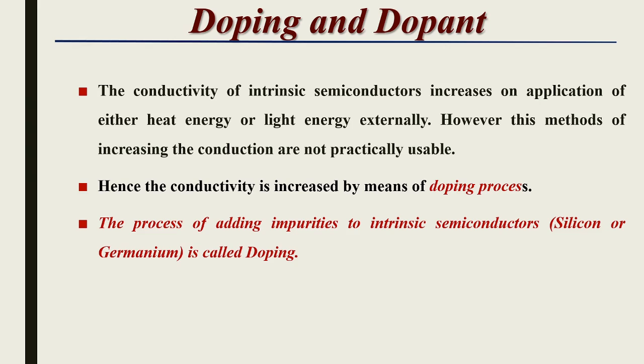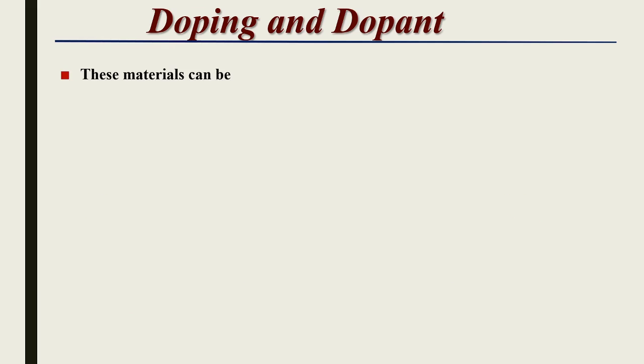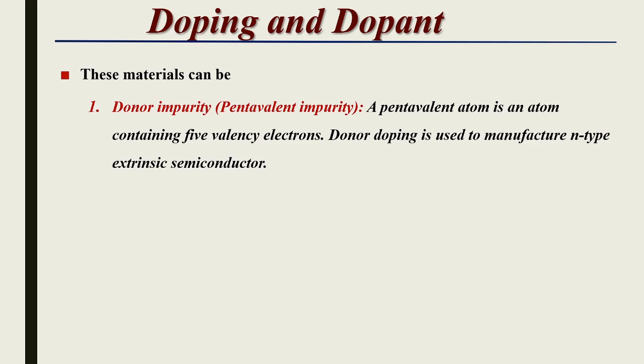So the process of adding impurities to these intrinsic semiconductors, that is silicon or germanium, is called doping. And the material which is used as an impurity in the doping process is called a dopant. So what are the materials used for this doping process? First is the donor impurity, that is the pentavalent impurity. A pentavalent atom is an atom containing 5 valence electrons in its outer shell. So the donor doping is used to manufacture N-type extrinsic semiconductors. For example, phosphorus, arsenic, antimony.